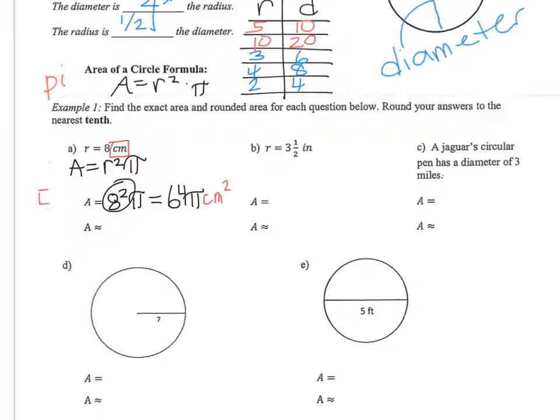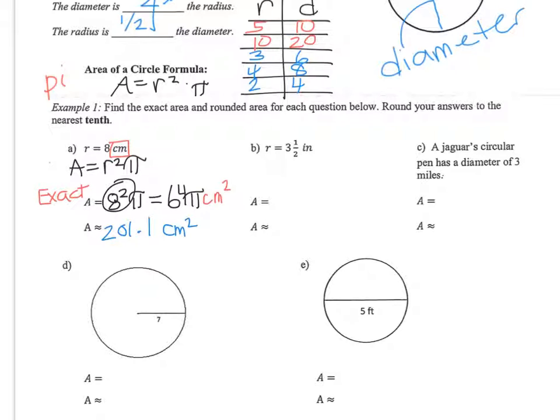This is called exact. Exact means that you have it in terms of pi. So when I approximate, I'm going to put this in my calculator and I do 64 times pi. 64 times pi is about 201 to the nearest tenth, 0.1. It's still going to be centimeters squared.